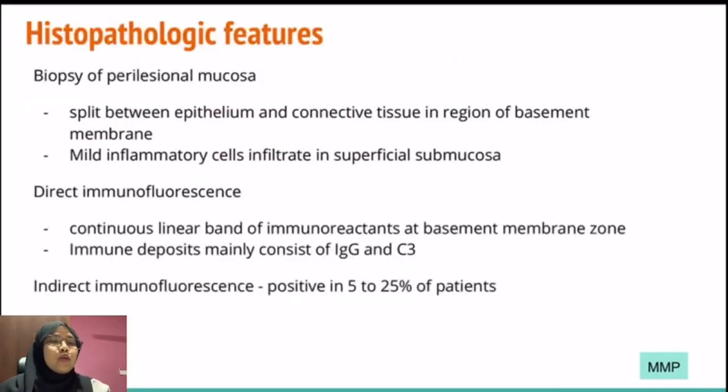So, the histopathologic feature is a split between the epithelium and connective tissue in the region of the basement membrane. There is also a mild inflammatory cell infiltrate in the superficial submucosa. The direct immunofluorescence test produces a linear band of immunoreactants at the basement membrane zone, which consists of IgG and C3. Indirect immunofluorescence is also positive in 5% to 25% of the patients.